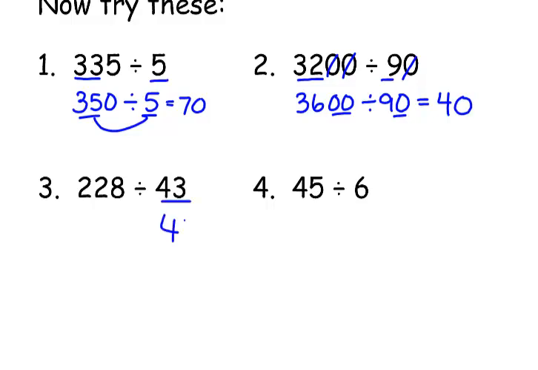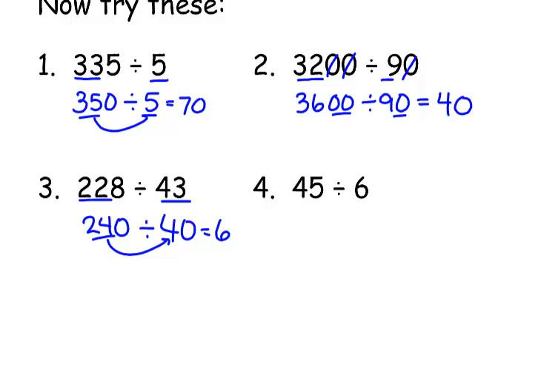Number 3, I'm going to change the divisor to 40. I just rounded it. And I'm going to think 4 can't go into 22, but it can go into 24. And then I do the division, 24 divided by 4, which is 6. 10 minus 10, so no zeros.